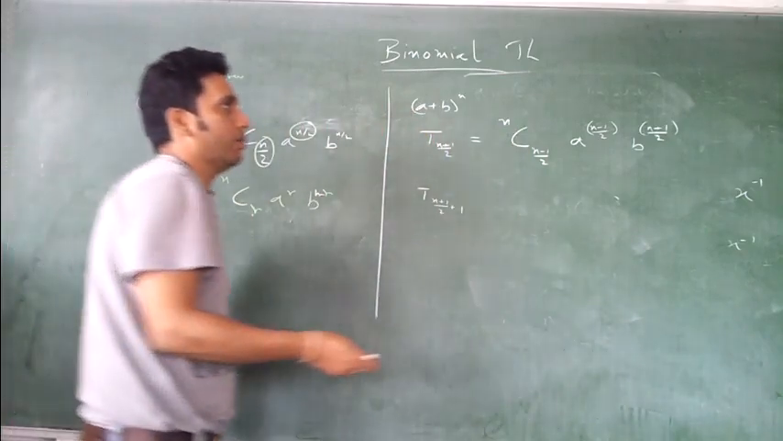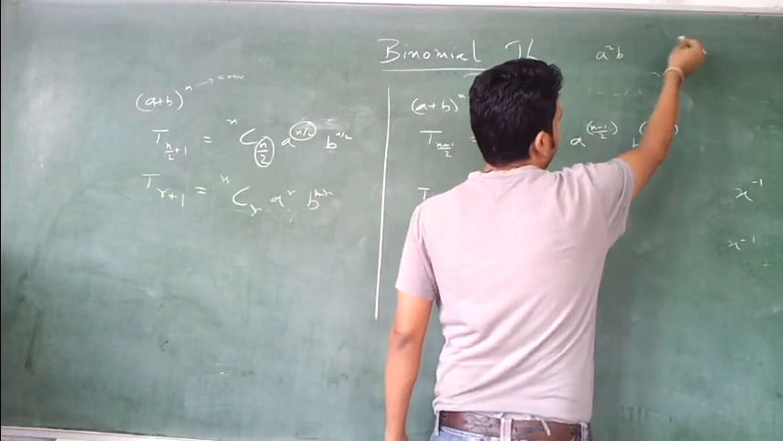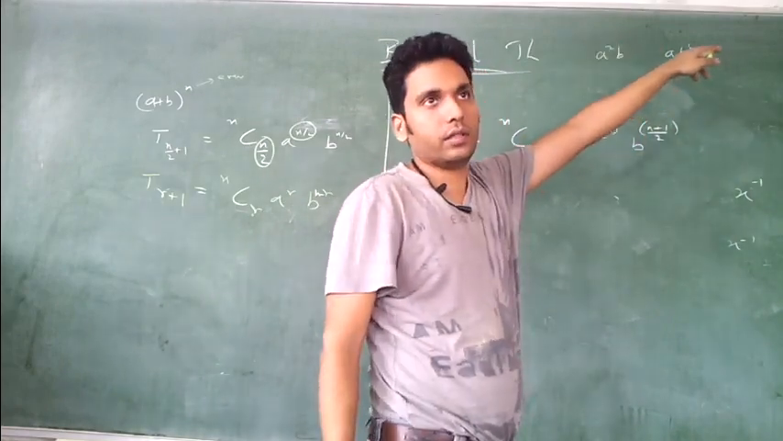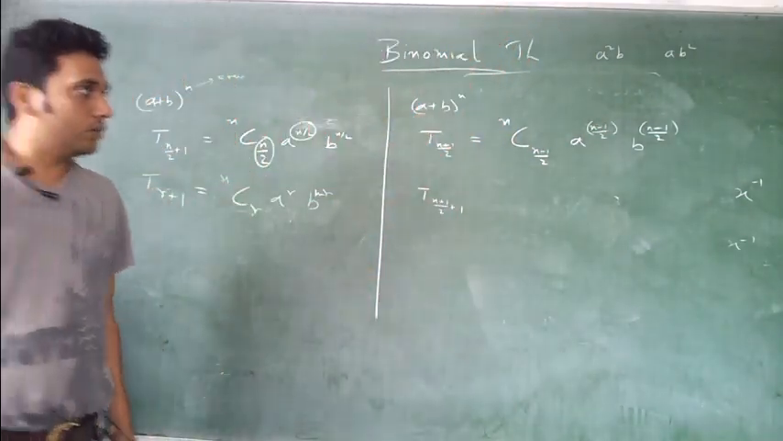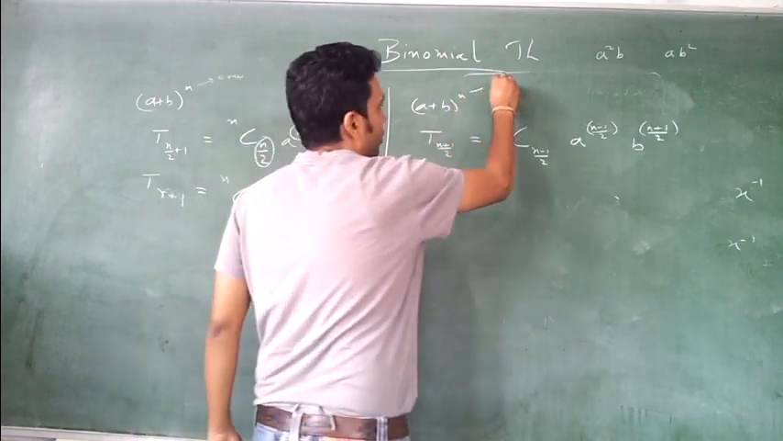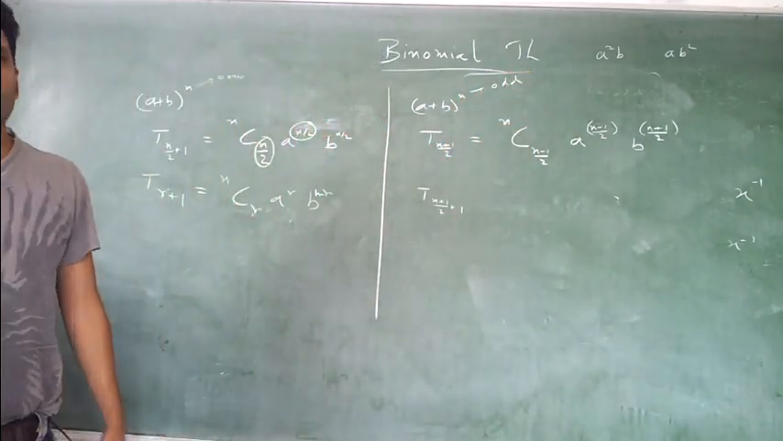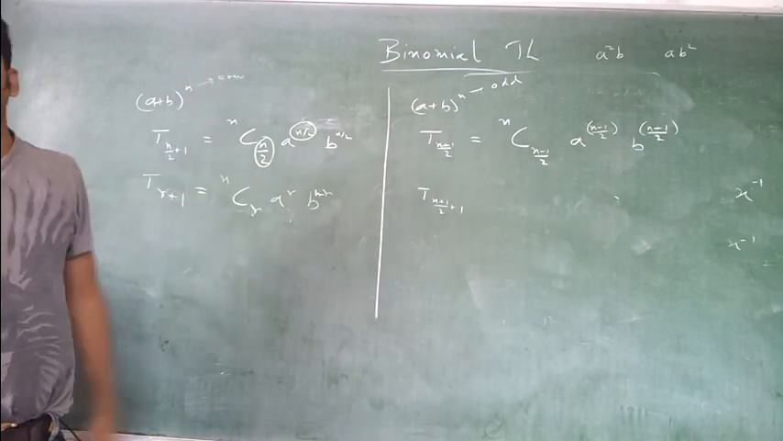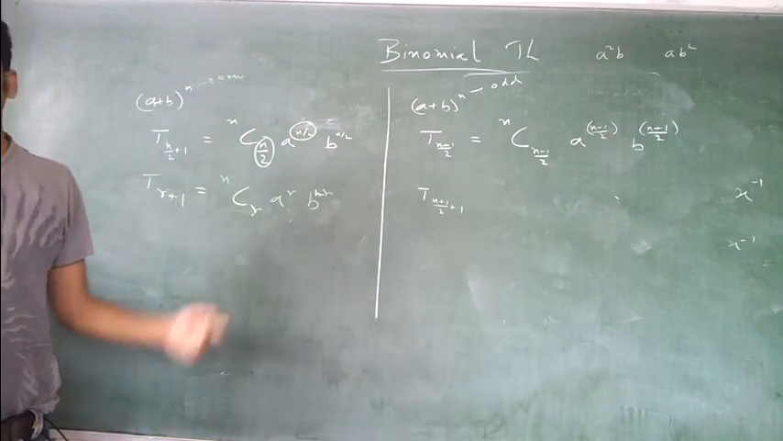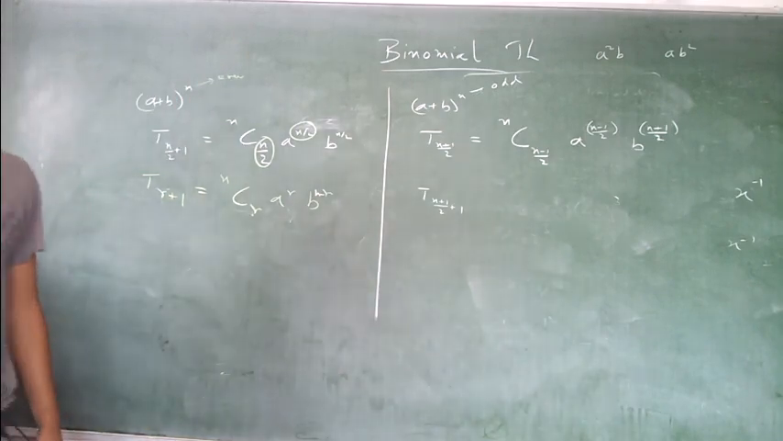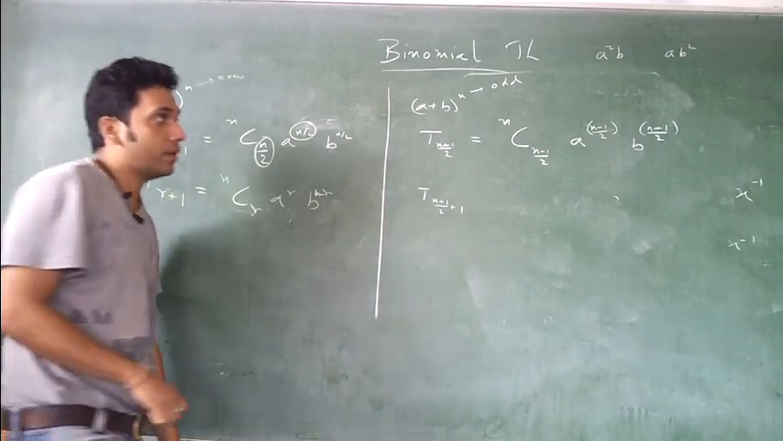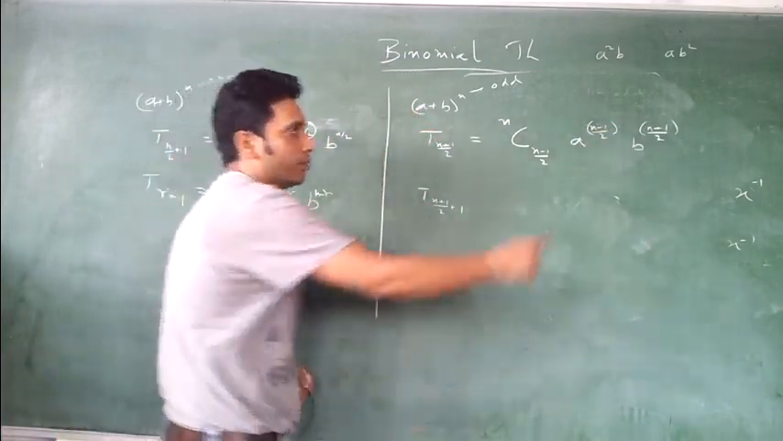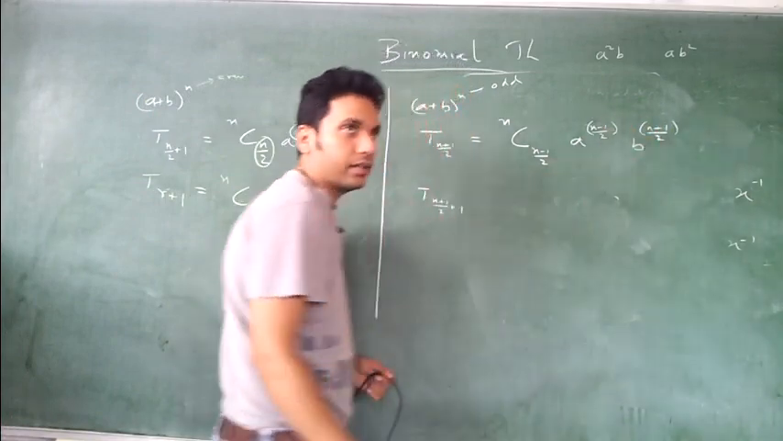If you see (a plus b) whole cube, what are the middle terms? a square b and the other one is a b square. The two middle terms have these two coefficients. So their powers are not matching when n is odd. Obviously it will not match because there are two different terms in the middle. When n is even, the powers are matching. Like (a plus b) whole square, you have in the middle 2 into a power 1, b power 1. In odd expansion, the middle terms will not have matching powers. This power will be 1 more than this, and in the next term, this power will be 1 more than that. So what will be the next term?